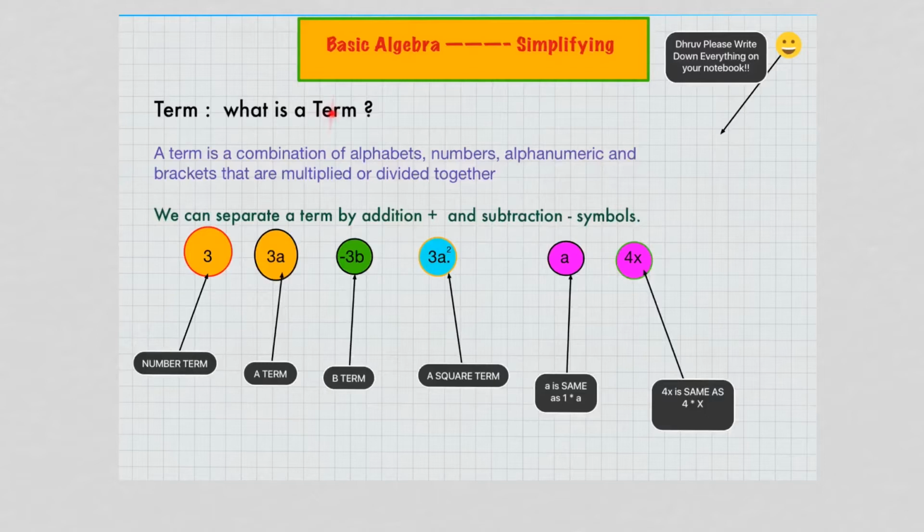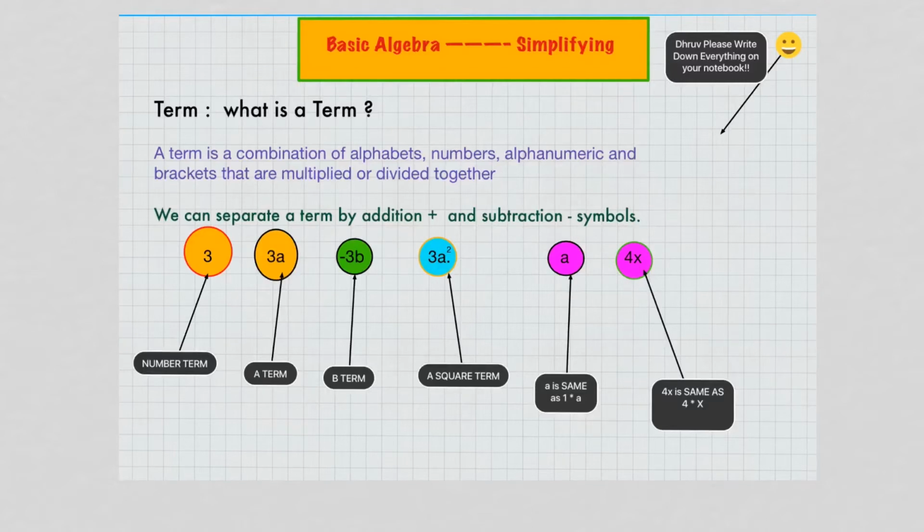First, I will explain what a term is. A term is basically a collection of alphabets, numbers, alphanumeric terms, and brackets that are multiplied or divided together. Alphanumeric terms are the terms which have numbers and alphabets together. I have put a circle around each type of term.